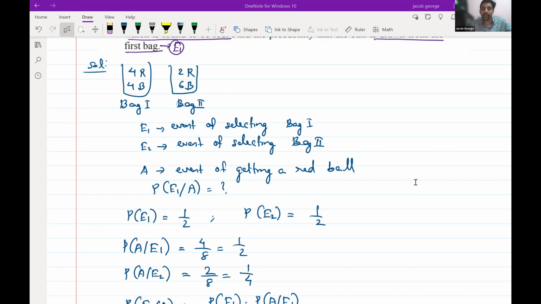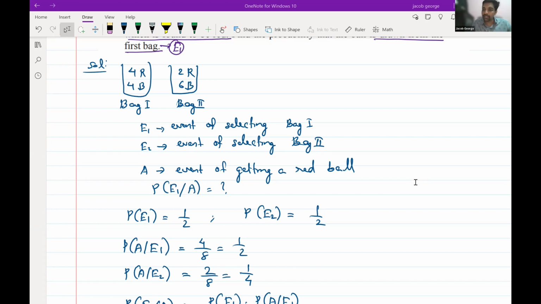In first bag, how many red balls are there in first bag? Bag 1. 4, right? 4. By total, probability is the number of favorable outcomes by total number of outcomes. So 4 by 8. Is that clear that P of A given E1 is written? 4 red balls out of 8 in bag 1. That is 1 by 2.